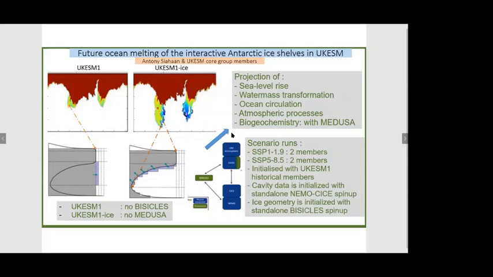So the scenario runs for the future projection that we have been carrying out are 2 members for the SSP1-1.9 and 2 members for SSP5-8.5. To initialize this, we used the 2 members of the UKESM1 historical from year 2000, and then we do a kind of spin up to fill the data in the cavity, and also to change the shape of the ice according to the forcing.